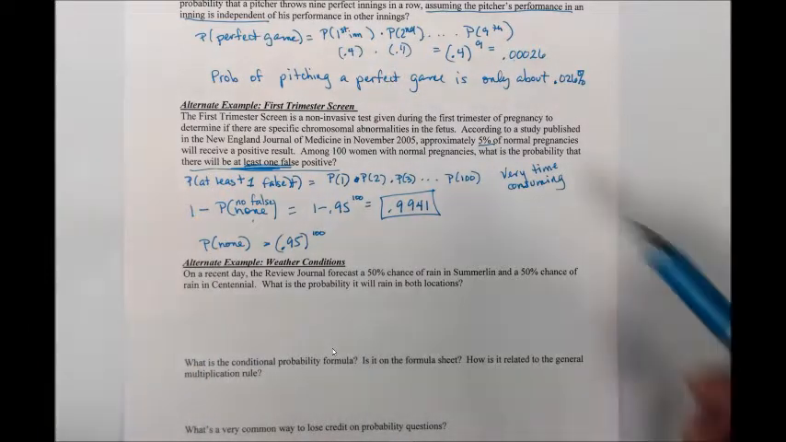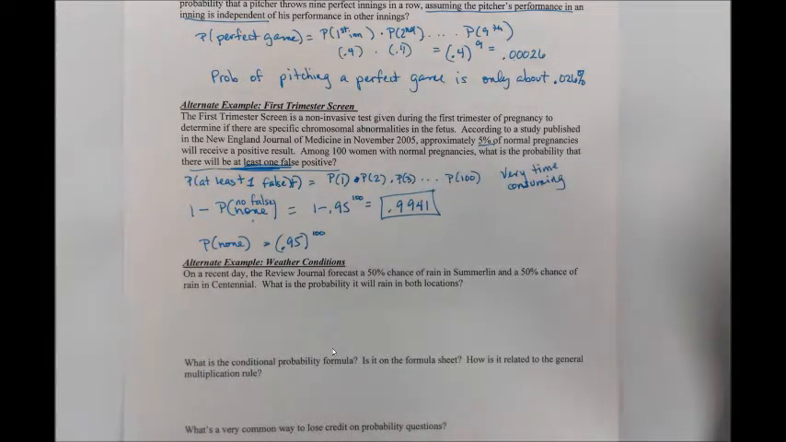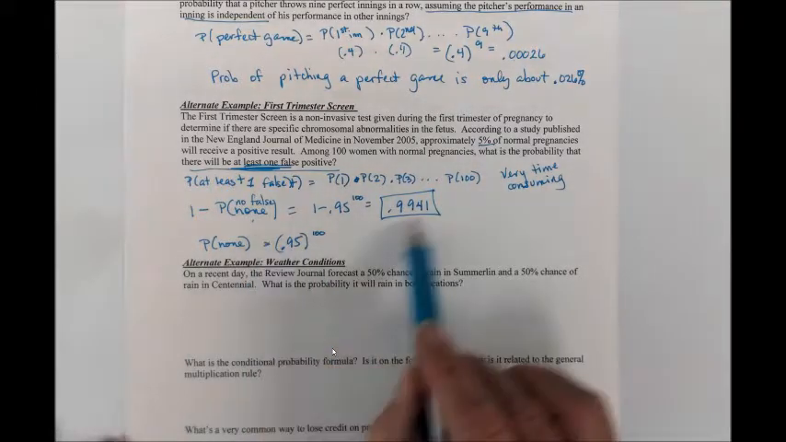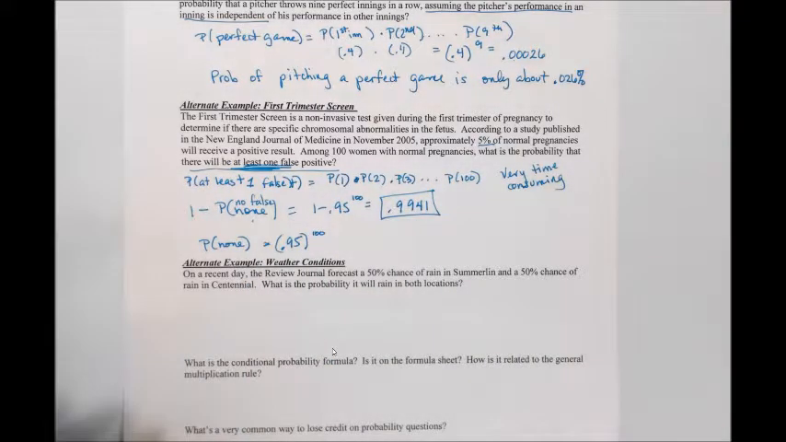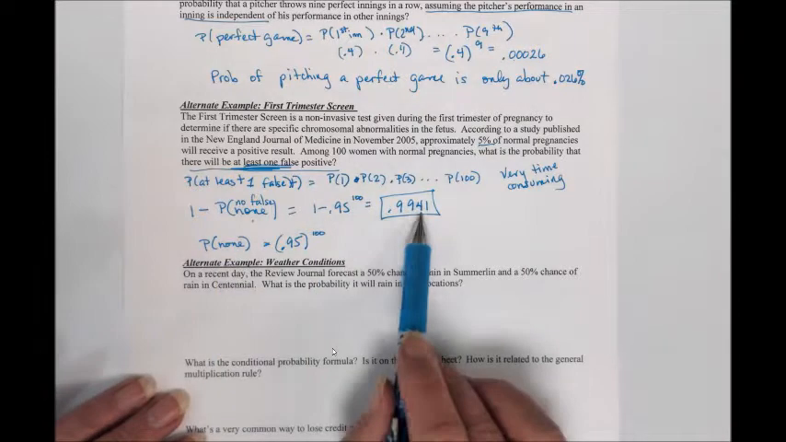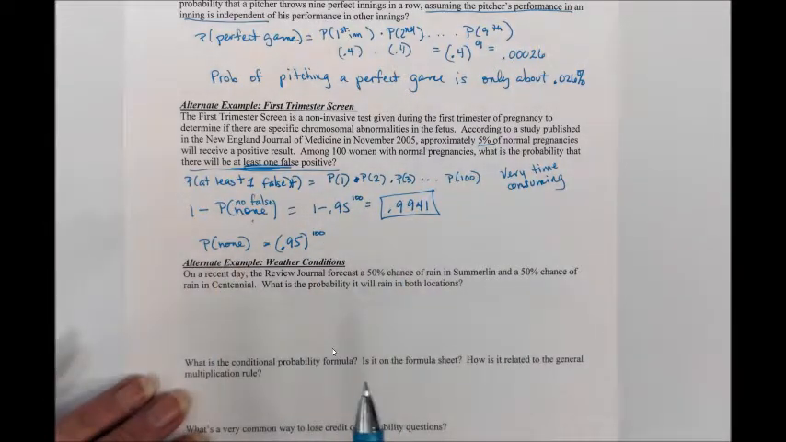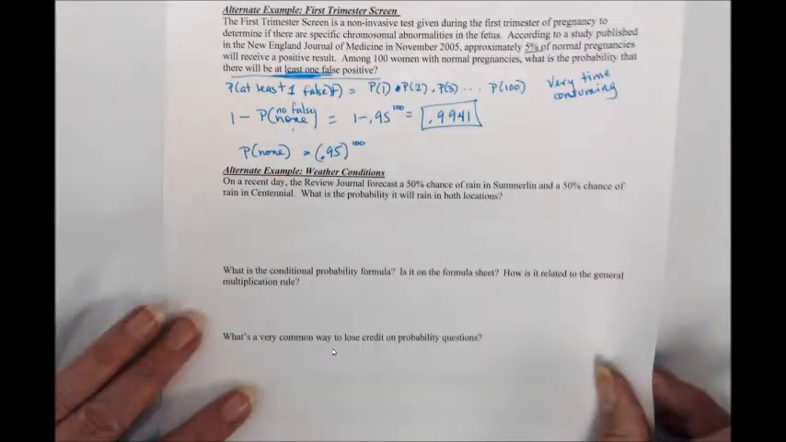And that makes sense if 5 out of every 100 would get a false positive. So if I have 100 women, I would expect about 5 of them. So the probability that none of them is uncommon. So the probability of at least one, I would think, is pretty likely to happen. But again, that's how I would show the work.